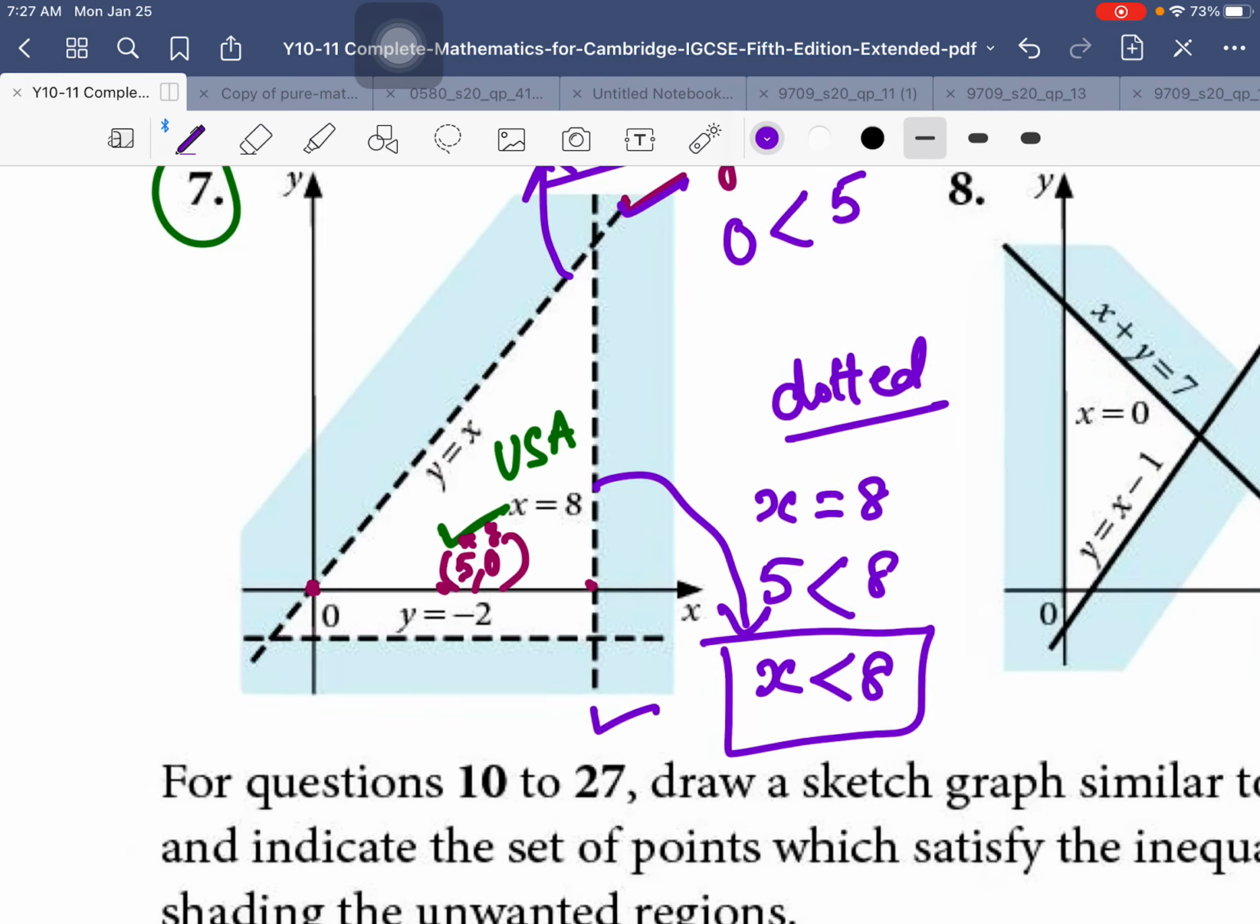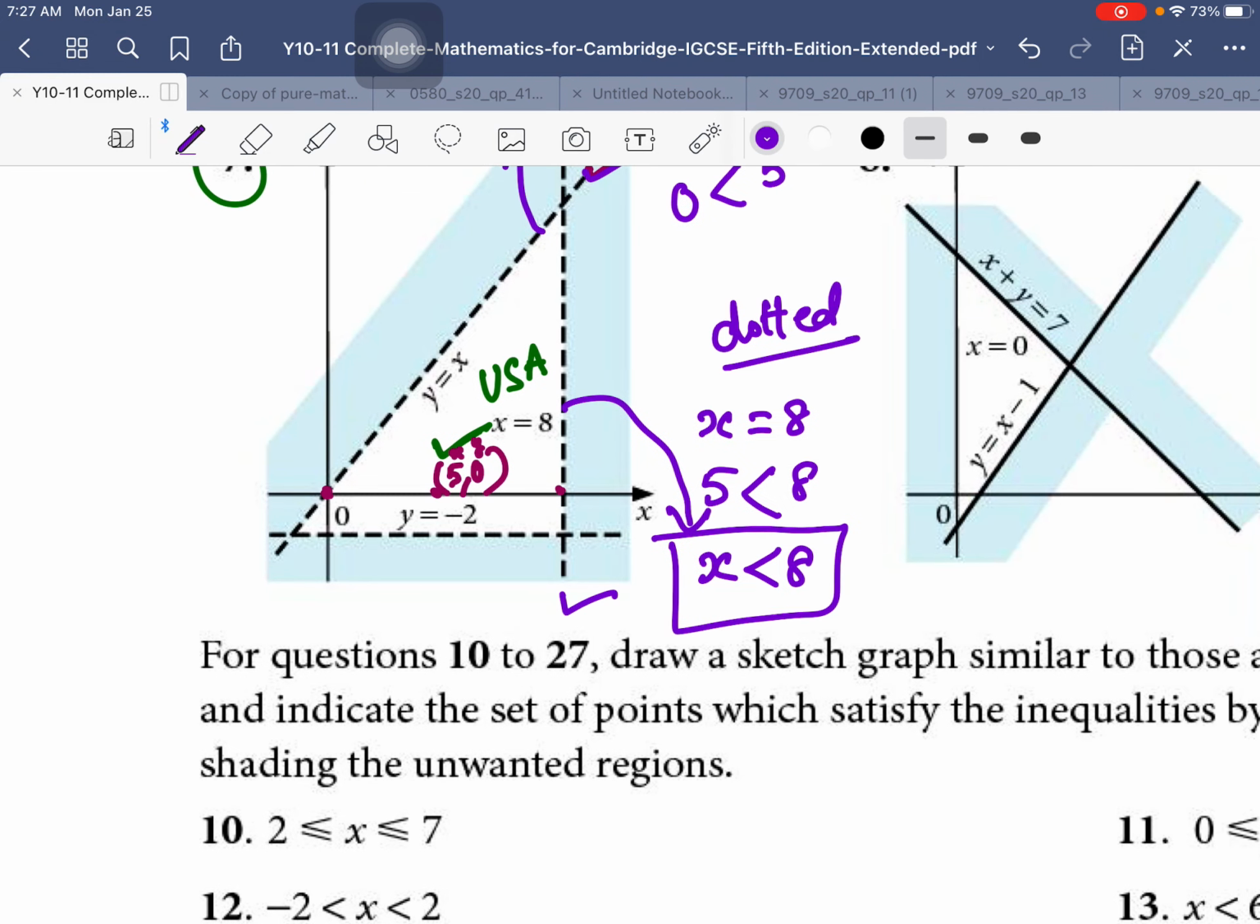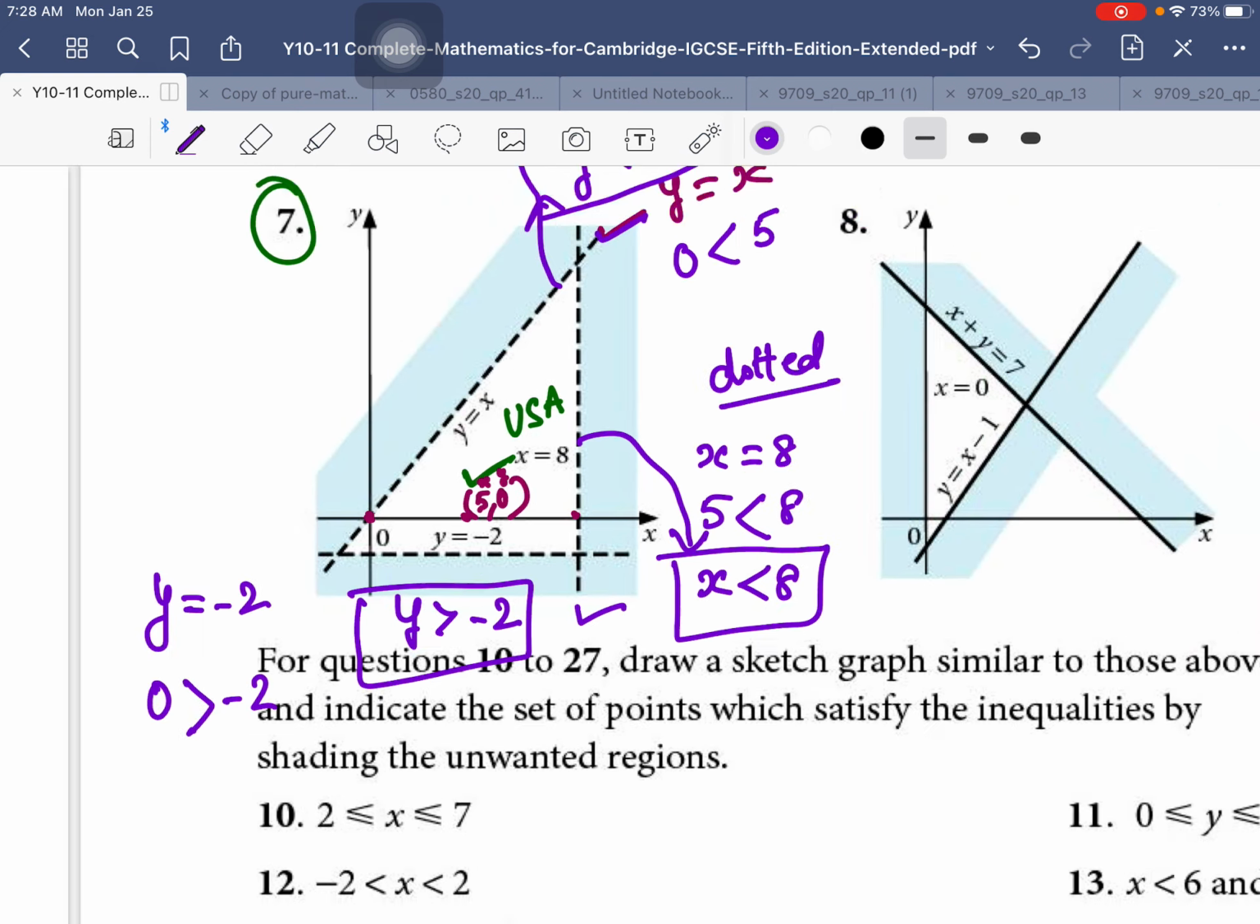Let's move on to the horizontal line now. y equal to minus 2. Now plug in the same point 5, 0: x is 5, y is 0. 0 and minus 2. Obviously 0 is more than minus 2. So the inequality corresponding to the horizontal line should be y more than minus 2, not equal, because this is a dotted line again. So this is the third inequality.